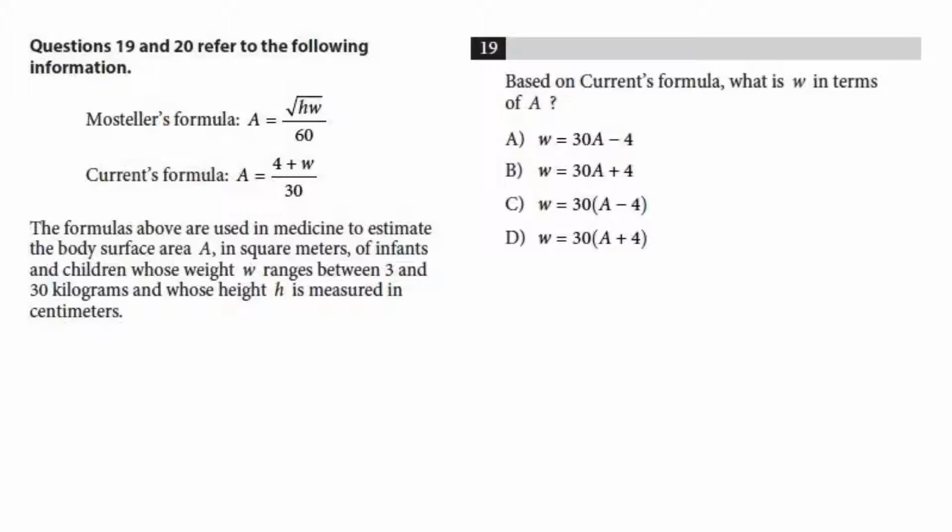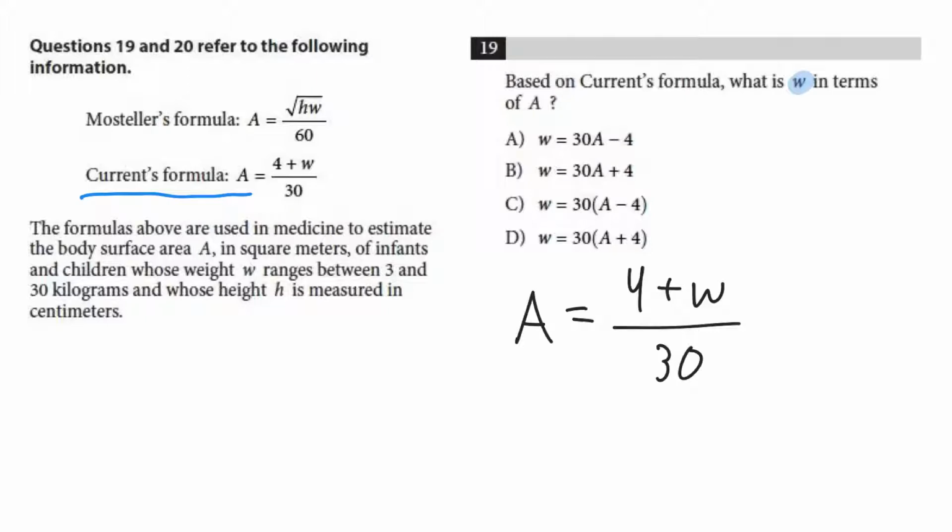So Current's formula, W in terms of A. Well, that just means we're solving for W. We want to get W all by itself. So to do that, we're just going to solve this just like it's actually called a literal equation. We're getting the W all by itself.